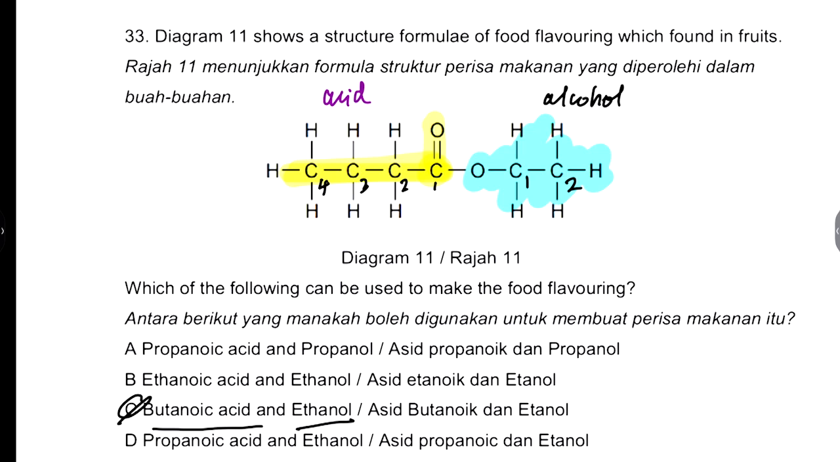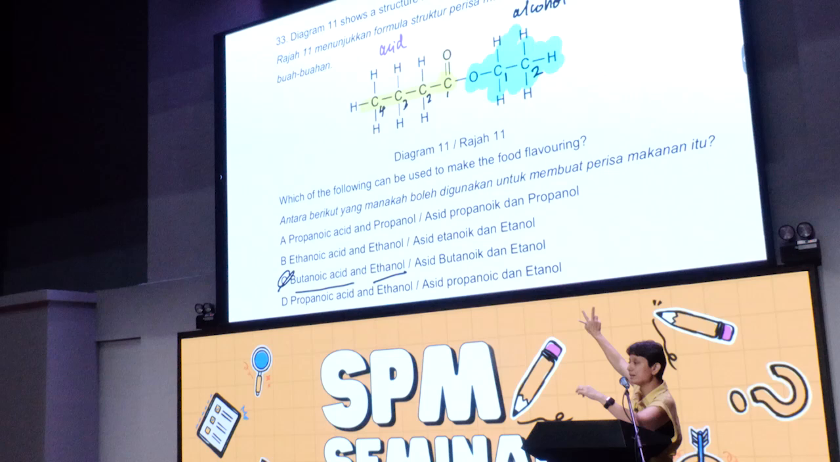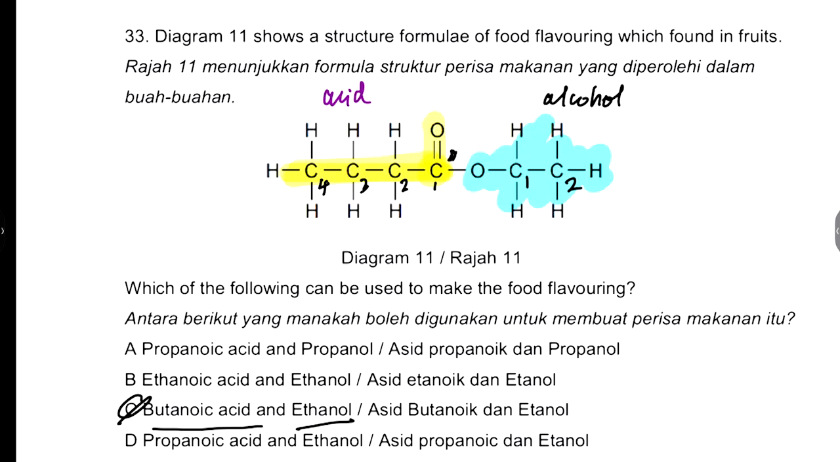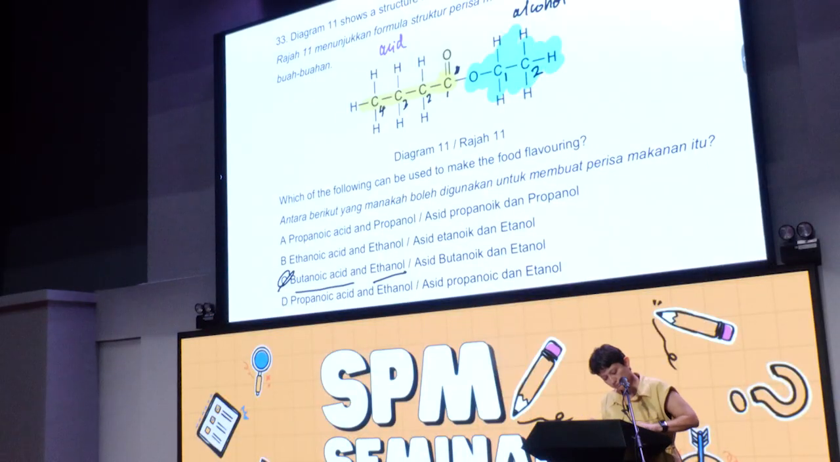Sometimes the whole molecule is terbalik. They can draw it in the other direction also. So you always look for this one first: the C double bond. All right? Okay.